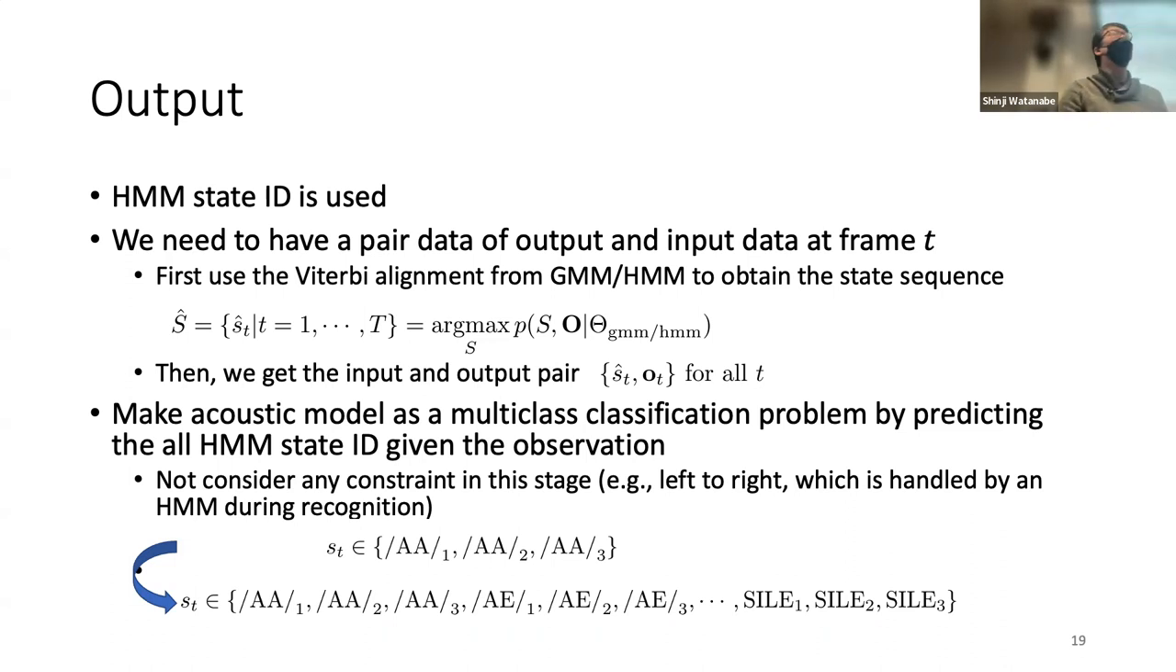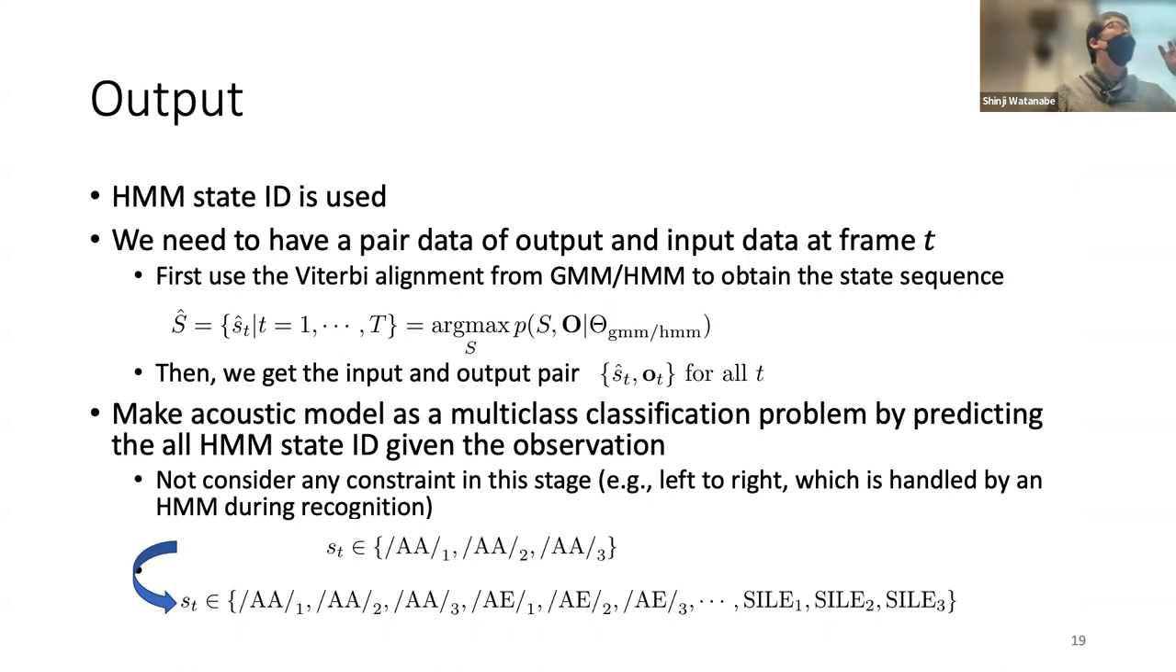So instead of using the context dependent HMM state, can we use the structure? Yes, we can, but it makes it difficult and complicated. So people just make this classification part simple, and we just use the given input to predict one of the 3000 HMM states. That is the kind of problem we usually define.